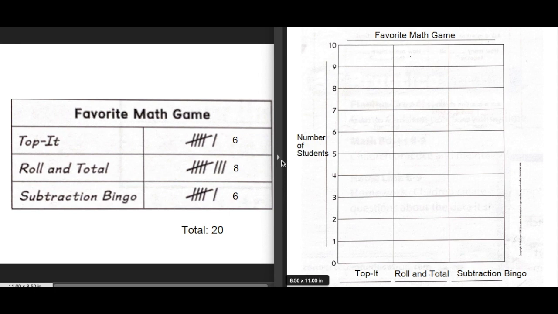Filling in the bar graph is the fun part. For each tally, we get to fill in one box above that category. So for Top It, how many boxes do we get to fill in? There were 6 tallies in Top It, so we can fill in 6 boxes. How about for Roll and Total? Let's check how many tallies we had for Roll and Total. We counted 8, so we can fill in 8 boxes.